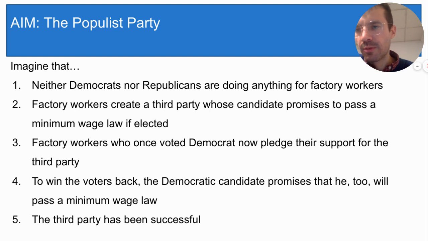But the Democratic candidate and the Republican candidate want those votes, and they're worried that if they don't get them, they'll lose. So what does one of the candidates do? He adopts the third party's ideas. Suddenly, one candidate is promising that he will pass a minimum wage law if he's elected. And just like that, the third party has accomplished its goal. Their candidate won't win the election, but they've managed to influence one of the two main parties to adopt their ideas. That's how third parties work.